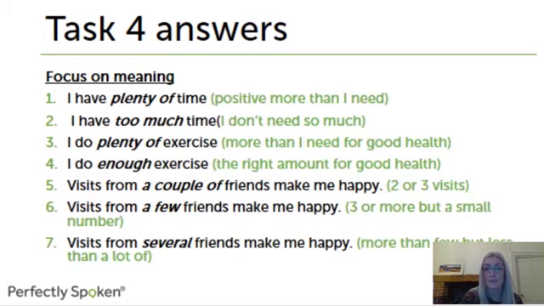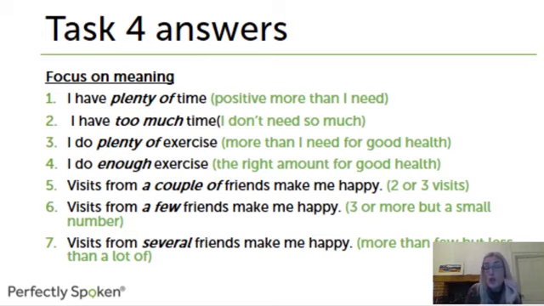Okay, here we are. So focus on meaning. I have plenty of time. So plenty of is a very positive quantifier, okay, and it means more than I need, but it's a very good thing, yeah, to have plenty of time. When you have plenty of time, you feel calm, relaxed, you don't have to hurry, yeah, you don't have to rush. I have plenty of time, it's positive, it's a good thing.